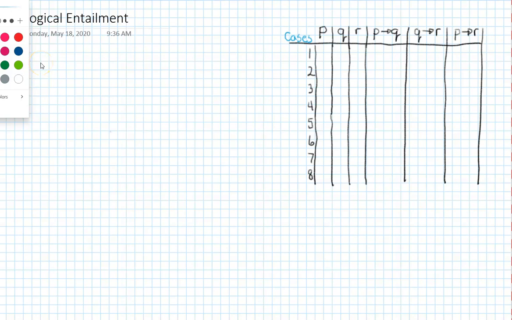Okay, we're going to talk about logical entailment in this video. And as you can see, I've already drawn the beginnings of a truth table. I'm going to try to define what we mean by logical entailment through the use of a truth table, and I'm going to use the conventional symbology that's used in our textbook, as well as many other books.